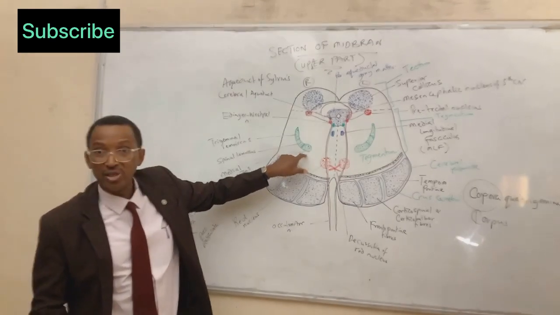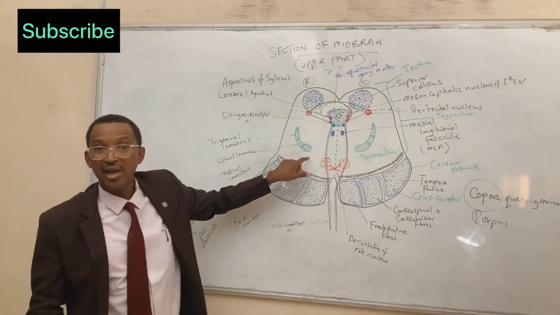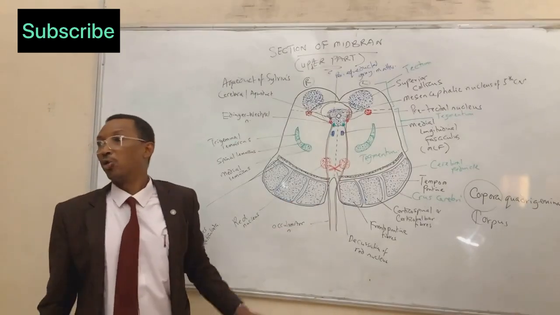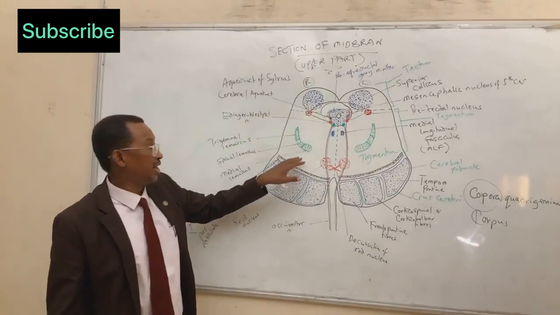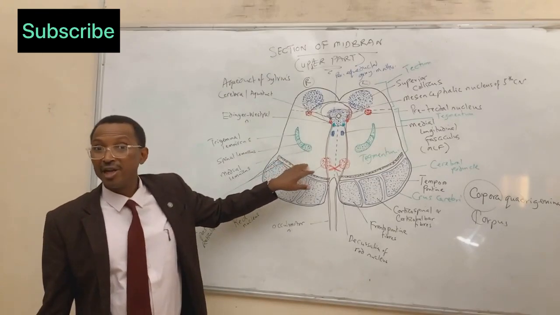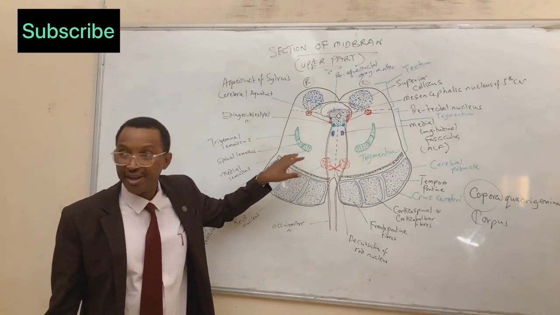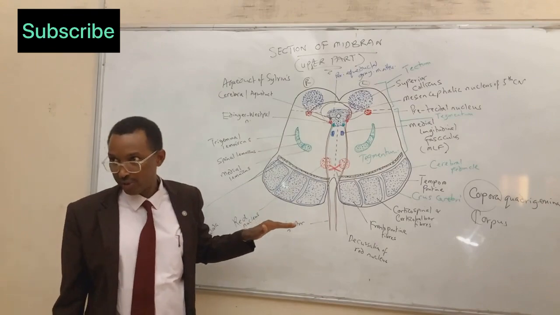And so you are going to see this medial lemniscus across all parts of the brain stem. So you can see the medial lemniscus in the medulla oblongata, in the pons, and in the midbrain at any section. Are you clear?